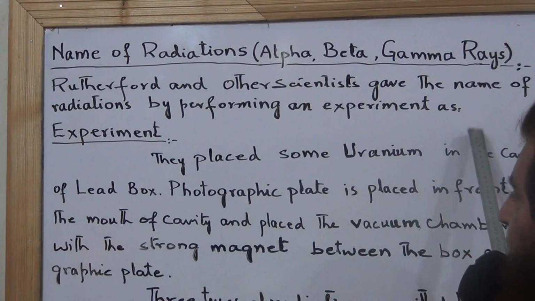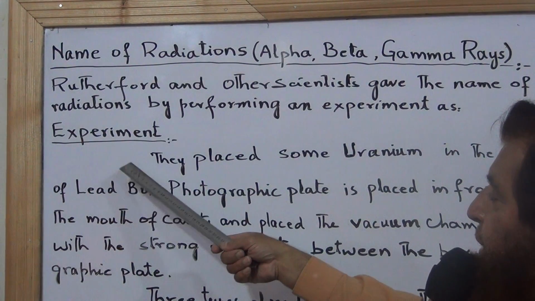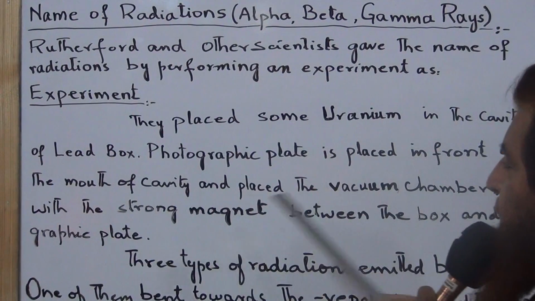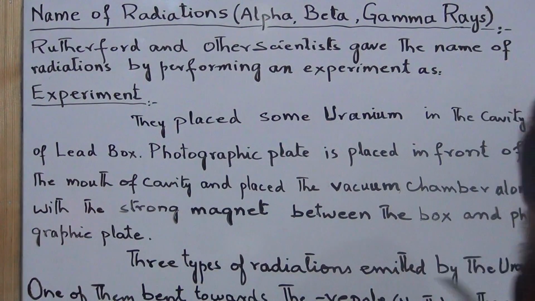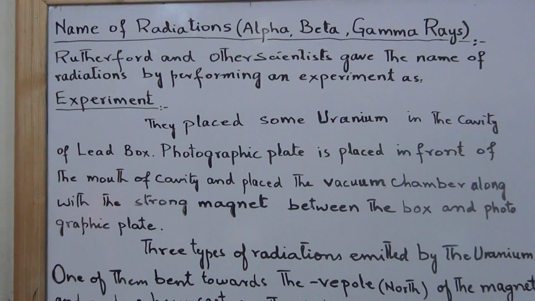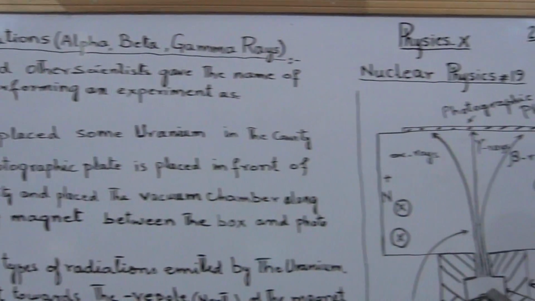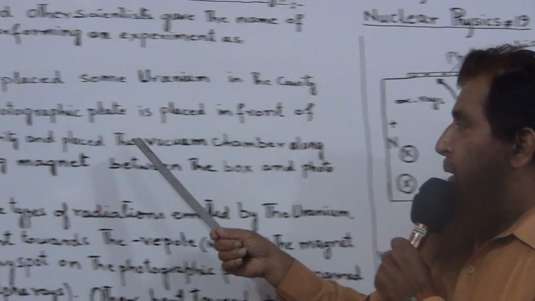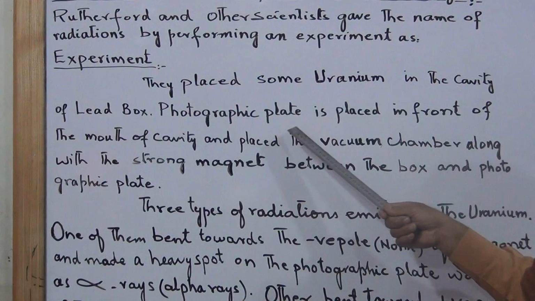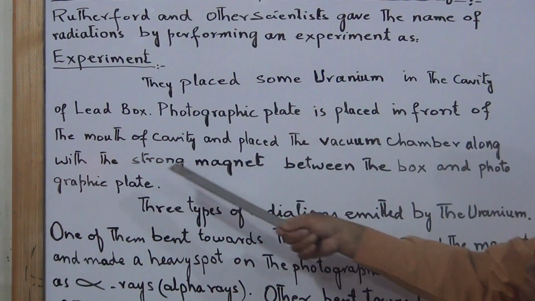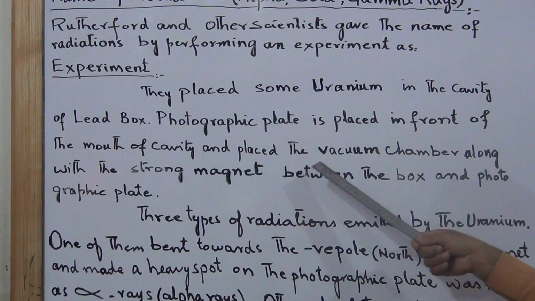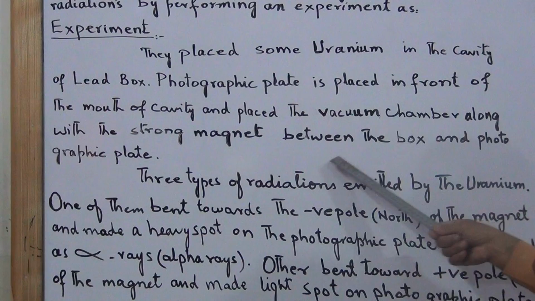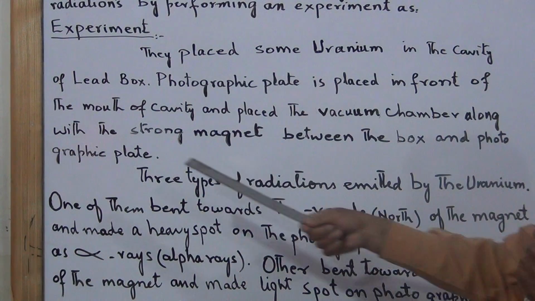performing an experiment. In the experiment, they placed some uranium in the cavity of a lead box. This one is the lead box and it has a cavity, and uranium is placed in this cavity. A photographic plate is placed in front of the mouth of the cavity, and a vacuum chamber along with a strong magnet is placed between the box and the photographic plate.